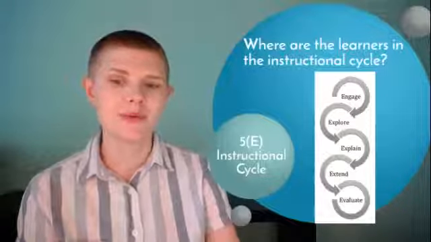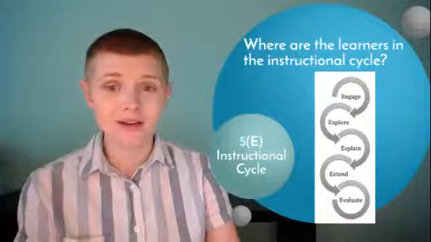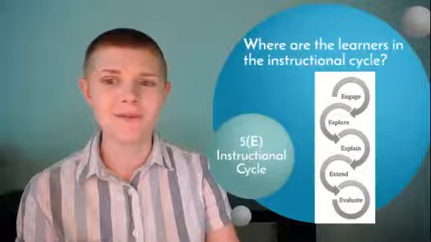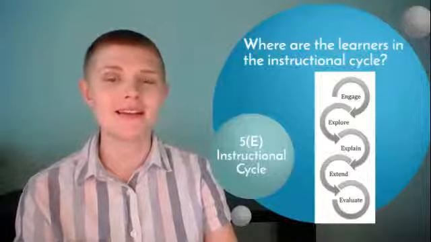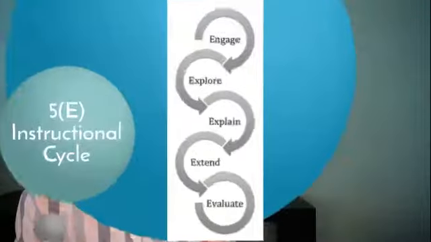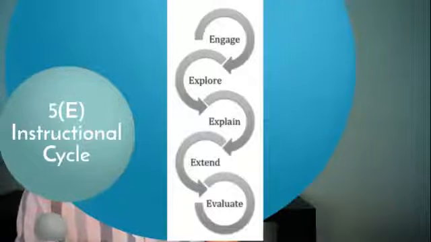Once you know the content you're exploring, you ask, where are the learners in the instructional cycle? The individual and collective experience and understanding of learners to selected content informs how you design a lesson and/or unit. In DBP, we use an adapted version of the 5E instructional model and consider learning to happen within and across 5 iterative cycles: engage, explore, explain, extend, and evaluate.